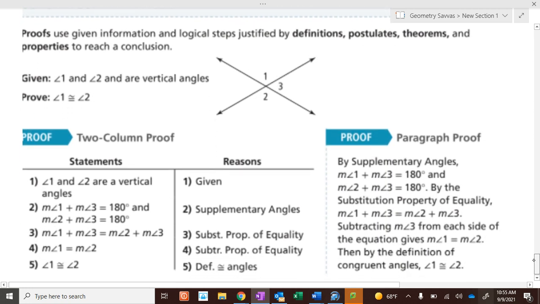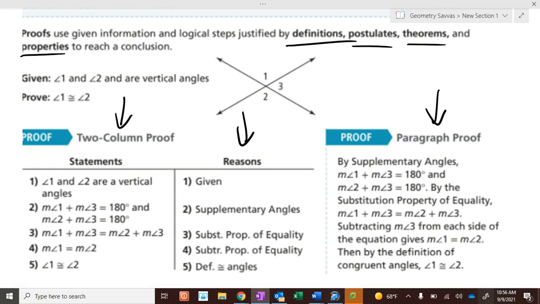So, in summary, proofs are logical statements that use definitions, postulates, theorems, properties, whatever. I could make a two-column proof or I could make a paragraph proof of the same thing. And that's my vertical angles one that I did up above a little earlier. I just did a few more steps.